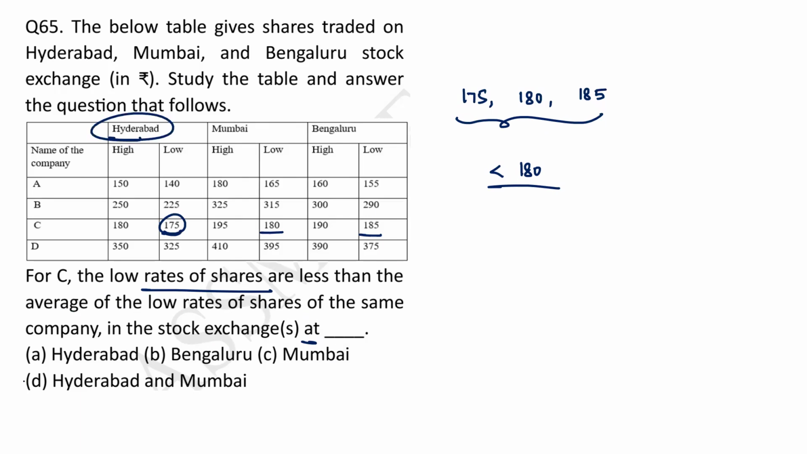175 is at Hyderabad. So you can say it is at Hyderabad. He didn't say less than or equal to. If he says less than or equal to, you would have taken Mumbai as well. So then the answer would have become D. But he didn't say less than or equal to. He just said less than. So you follow 175.